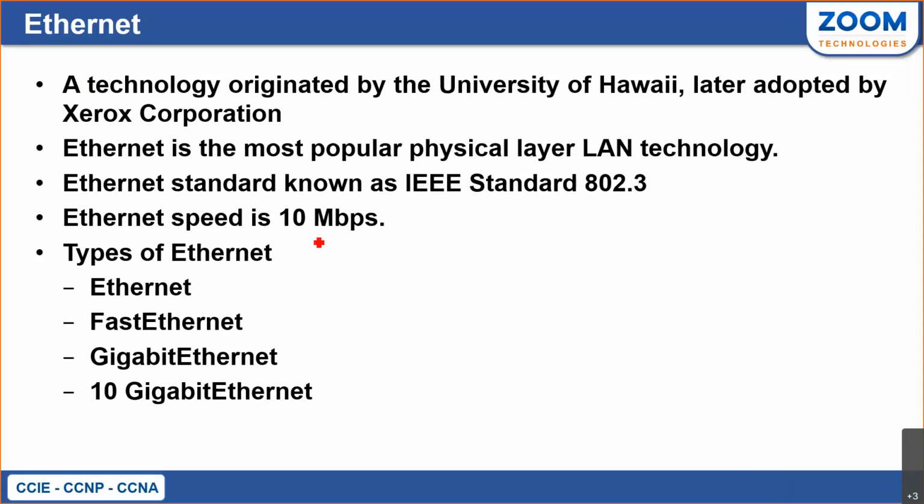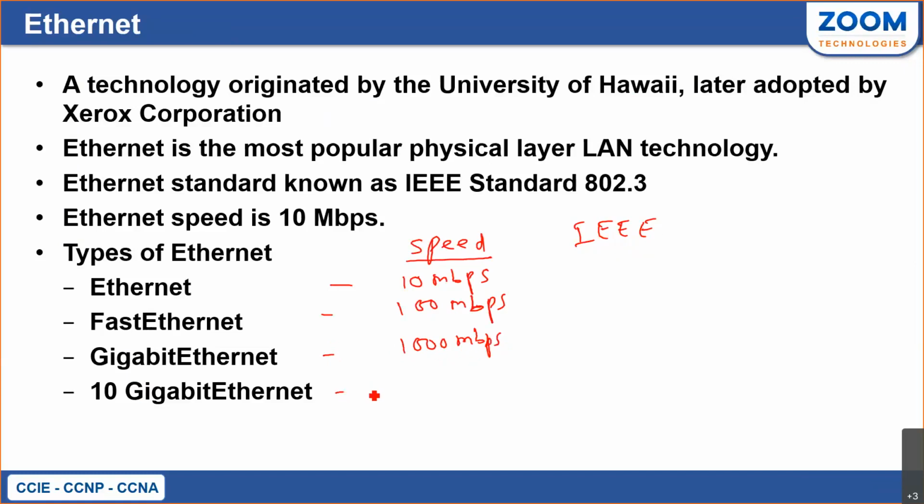Ethernet can support up to 10 Mbps. Let's see the speed of these ports and the IEEE standard. Ethernet can support up to 10 Mbps speed. Fast Ethernet port can support up to 100 Mbps port speed. Gigabit Ethernet can support up to 1000 Mbps or we can call it 1 Gbps. 10 gigabit Ethernet, 10,000 Mbps or 10 Gbps, right? These are the speeds of ports.